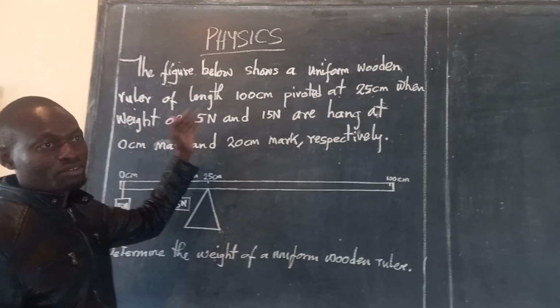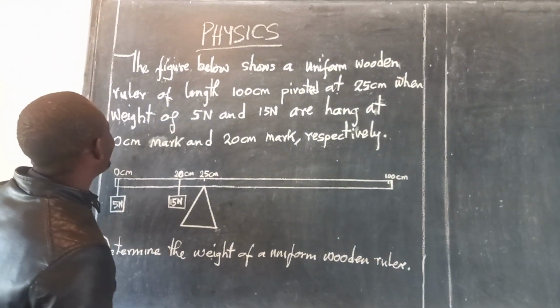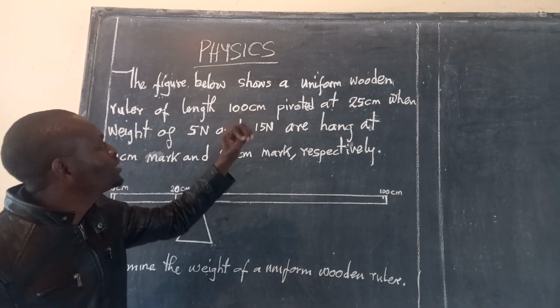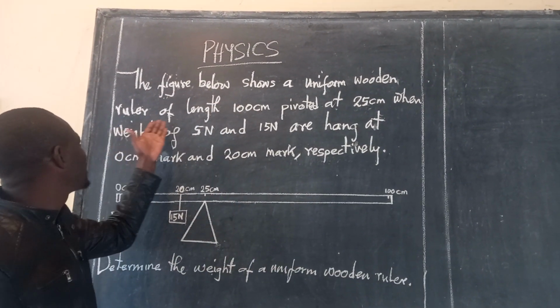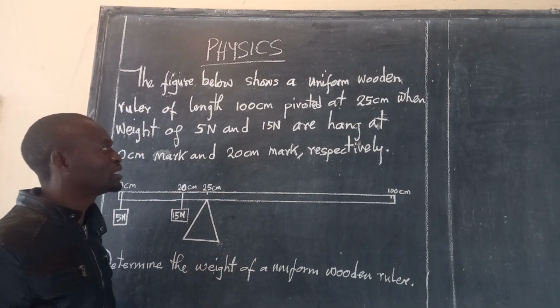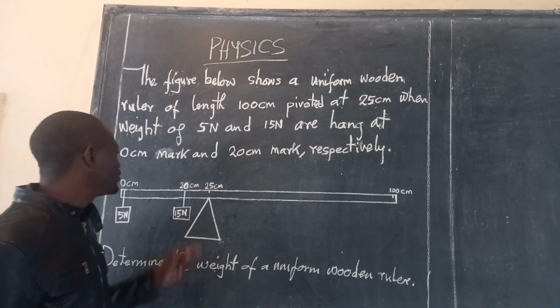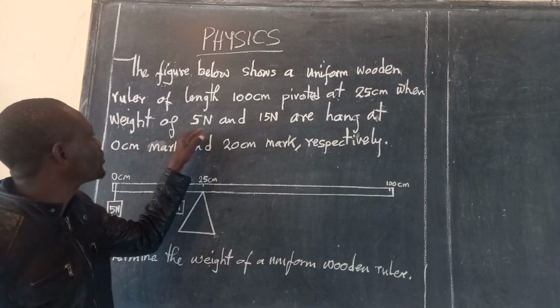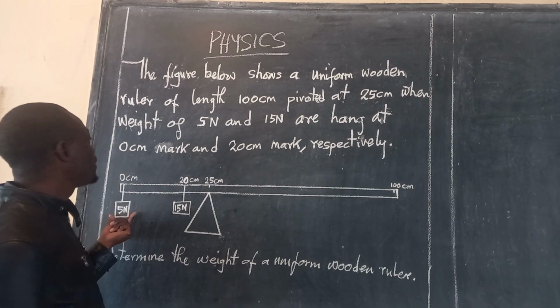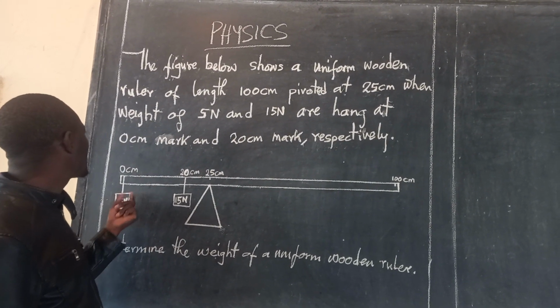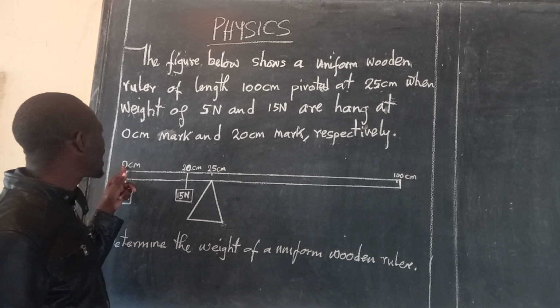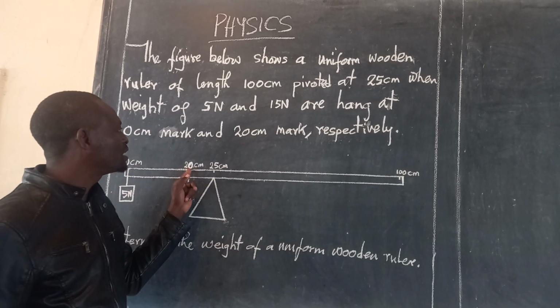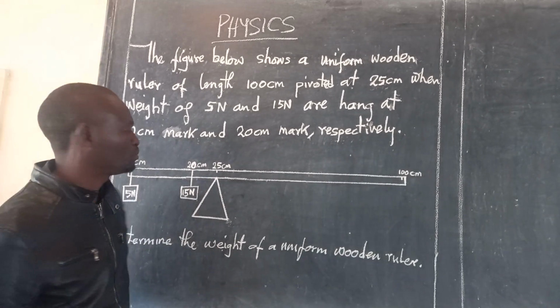We have this question in physics. The figure below shows a uniform wooden ruler of length 100 centimeters, pivoted at 25 centimeters, when weights of 5 newtons and 15 newtons are hung at the 0 centimeters mark and 20 centimeters mark respectively.